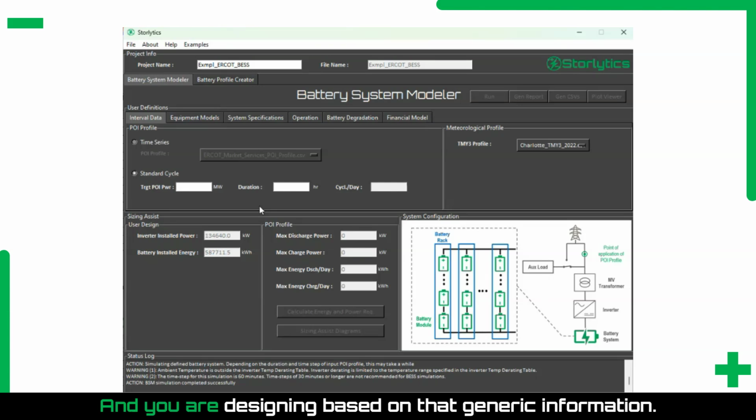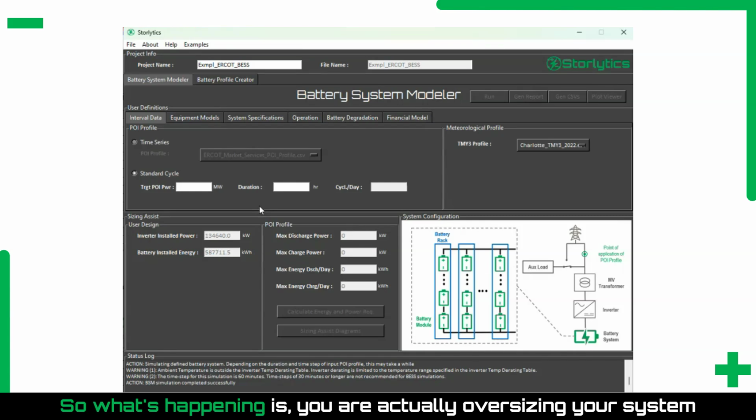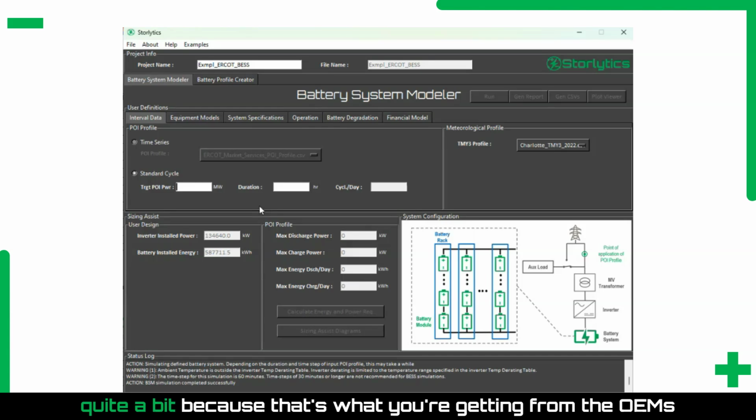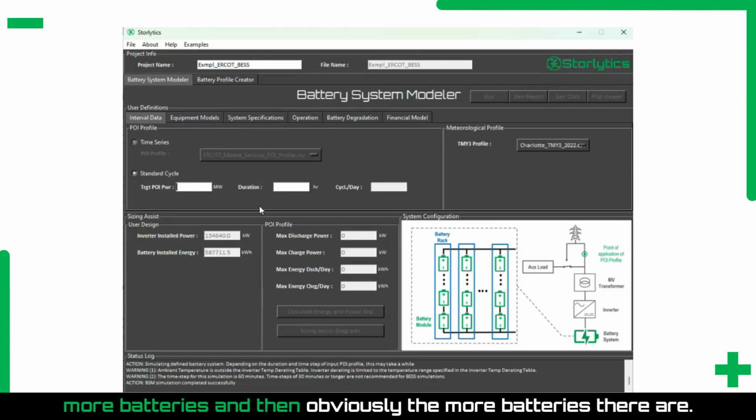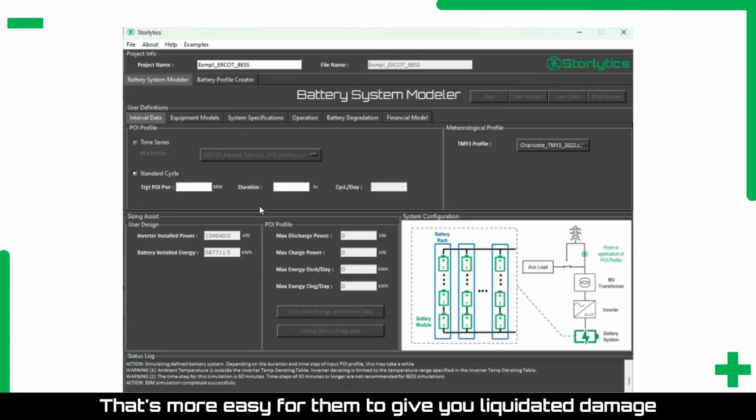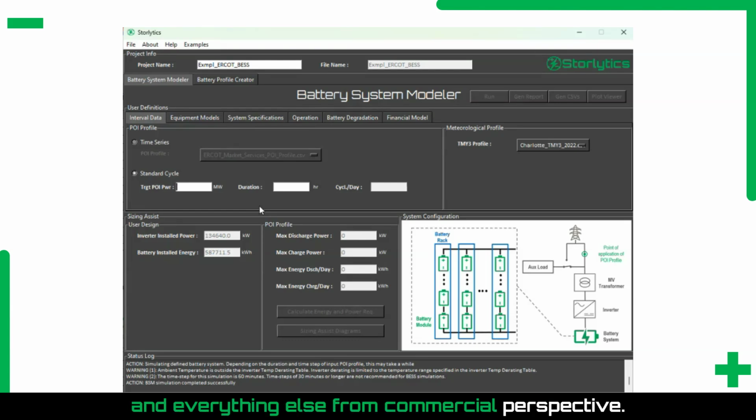And you are designing based on that generic information. So what's happening is you are actually oversizing a system quite a bit because that's what you're getting from the OEMs. And OEMs' perspective is good because they want to sell you more batteries. And then obviously the more batteries there are, it's easier for them to give you liquidated damages and everything else from a commercial perspective.